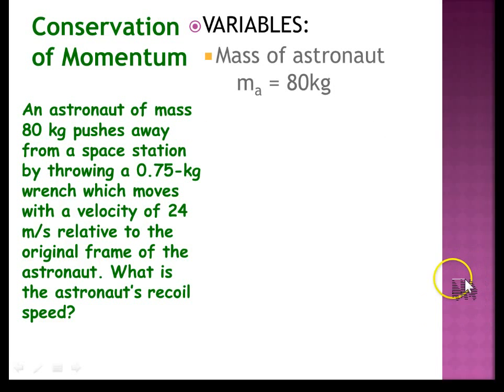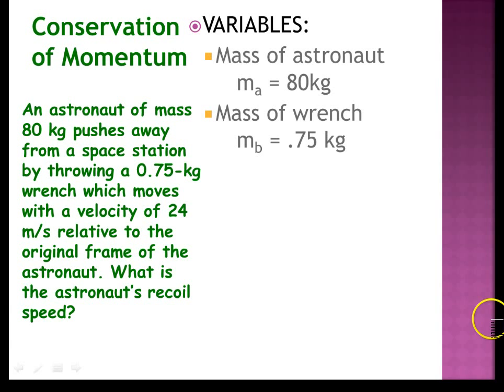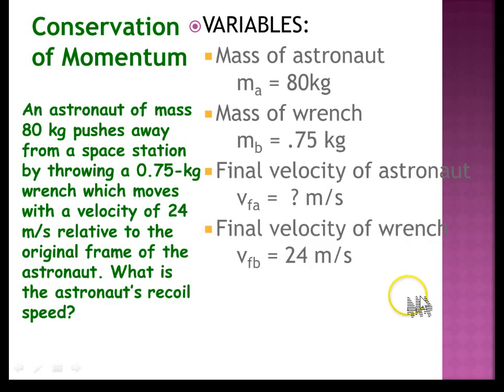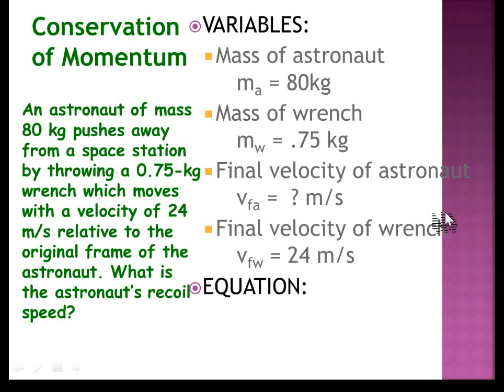So the mass of the astronaut is 80 kilograms. The mass of the wrench is 0.75 kilograms. And the final velocity of the astronaut is what we're looking for. And the final velocity of the wrench is 24 meters per second. So we're going to use that equation I just showed you. The mass of your astronaut times the velocity of your astronaut is going to equal the mass of your wrench times the velocity of your wrench.